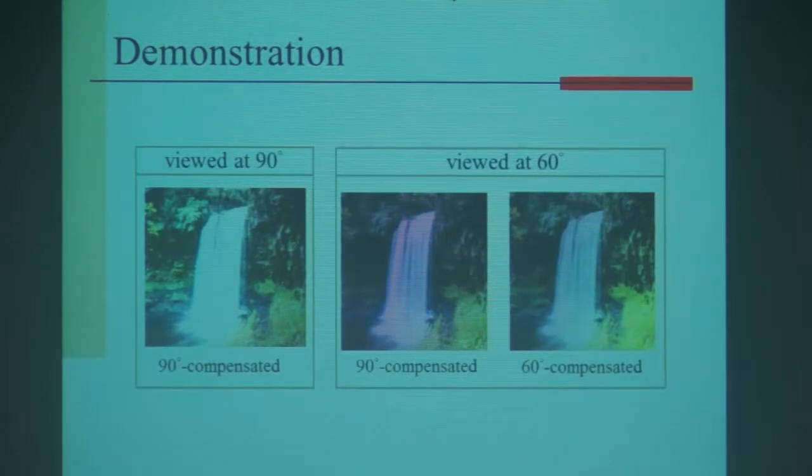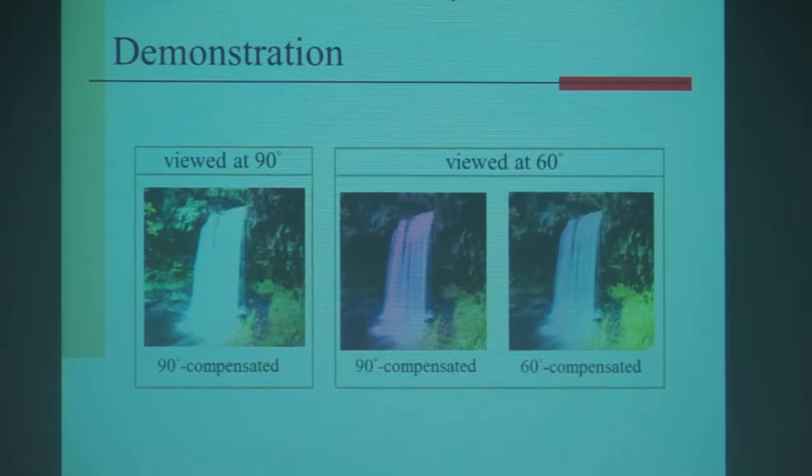So we came up with a method. Originally, if you want to solve the problem, then you have to calibrate the image for each angle, every possible angle. We came up with a method that only requires the calibration once, for example, at 90 degrees, then it can be applied to other angles.